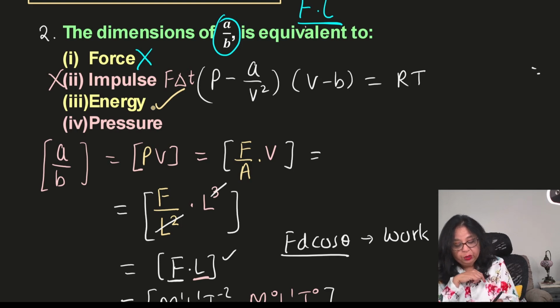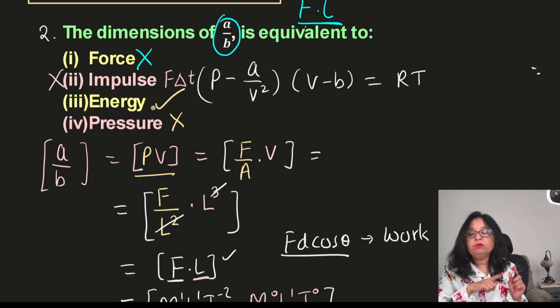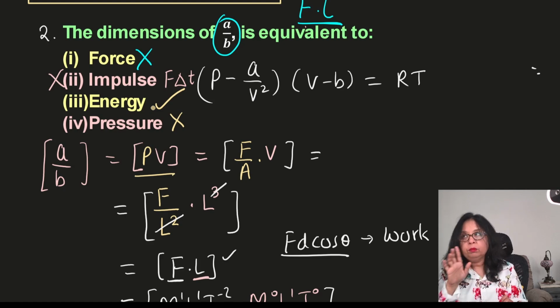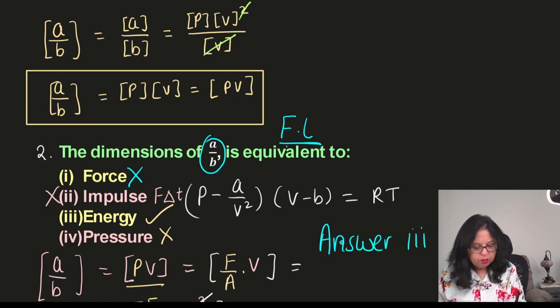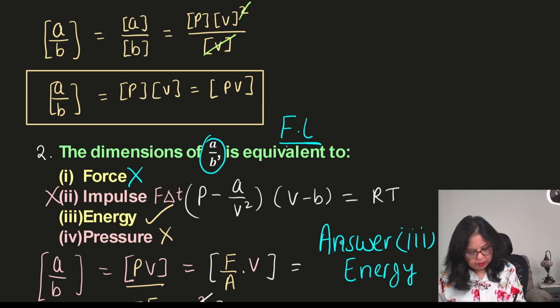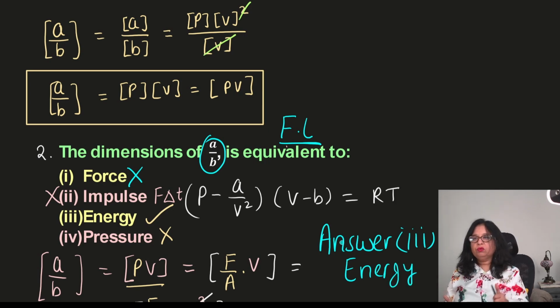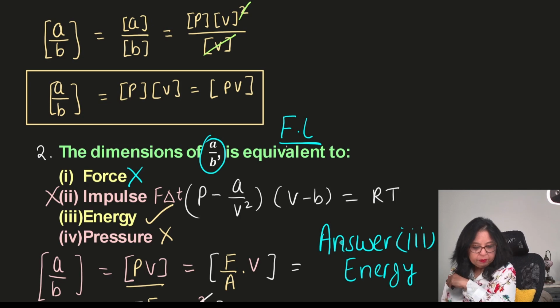Could it be pressure? No, because A over B's dimensional formula is equal to P times V. So it is not just P, but it is P times V. Therefore, option number 4 is incorrect as well. So the answer is number 3, which is energy. Here you go. Problem number 2 solved. Not too bad, huh? If you know how to solve it, it isn't bad. Let's move on to problem number 3 now.